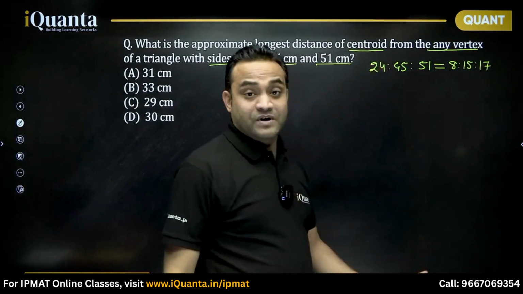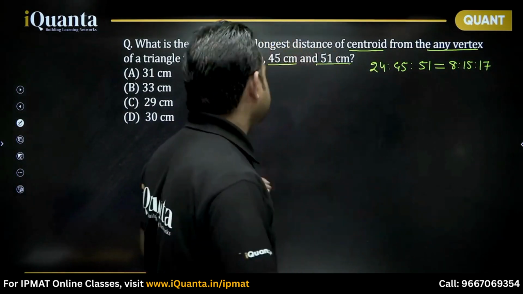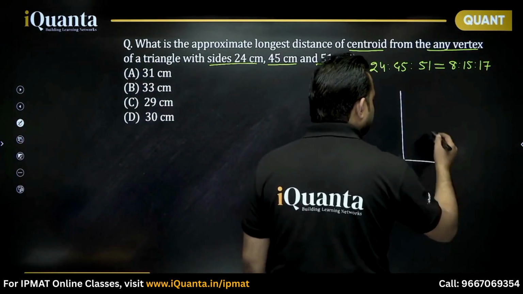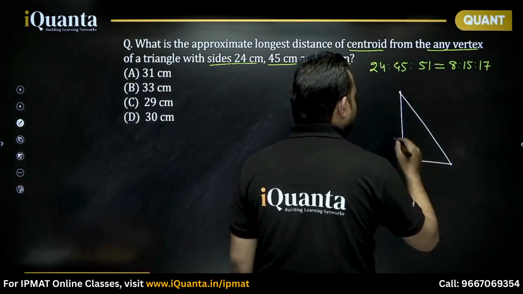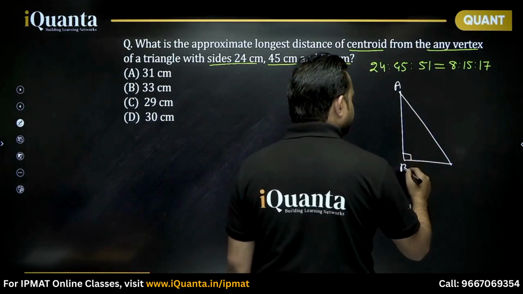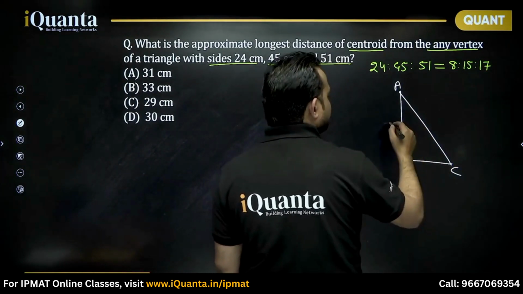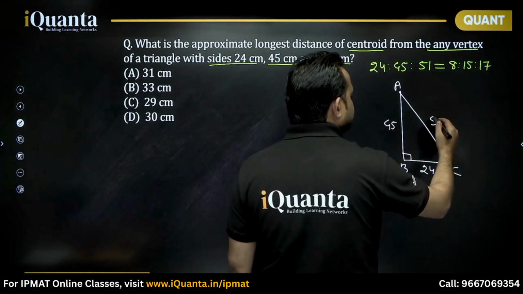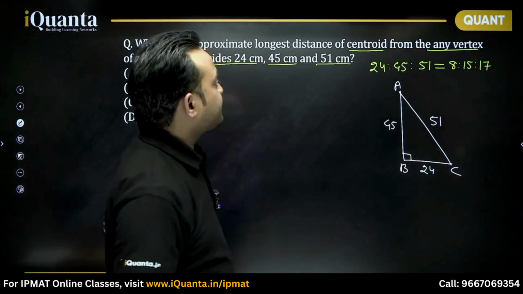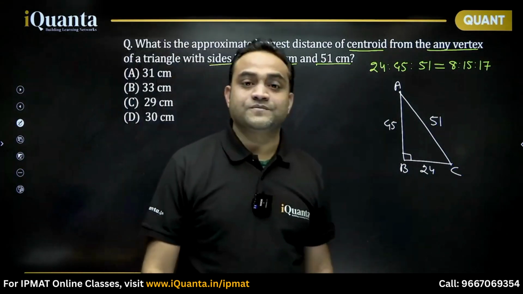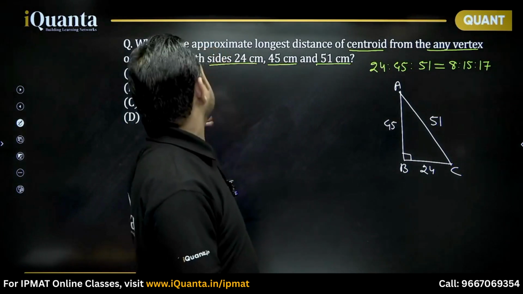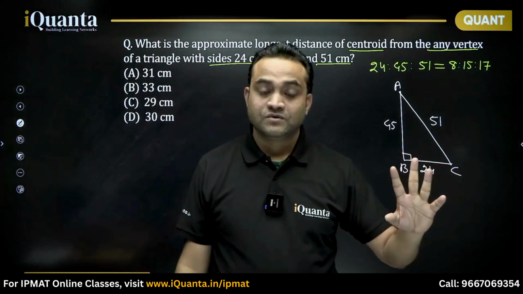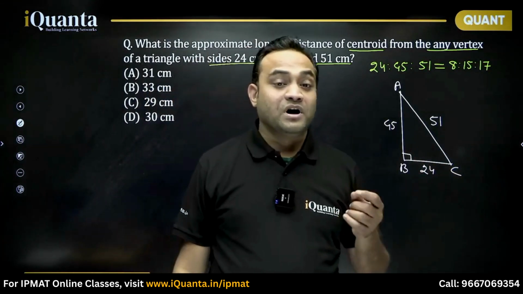Now these are nothing but a Pythagoras triplet. Using these sides, we can make a right angle triangle, something like this, where let's say this is A, B, C. This length AB is 45, this length BC is 24, and AC is equal to 51. Now we need to find the longest distance of centroid from any vertex of the triangle. So what do we know about centroid?